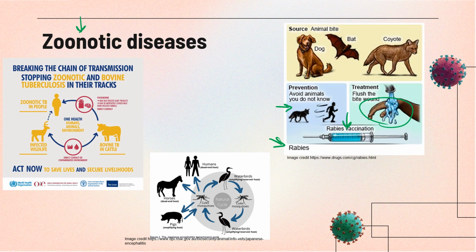Another example of a zoonotic disease is tuberculosis. So some tuberculosis can be passed from cattle or other wildlife to us humans, especially in food. Another example is Japanese encephalitis. This is naturally occurring between mosquitoes and birds, but sometimes those mosquitoes can also pass the encephalitis on to pigs or horses, and then also to us humans.